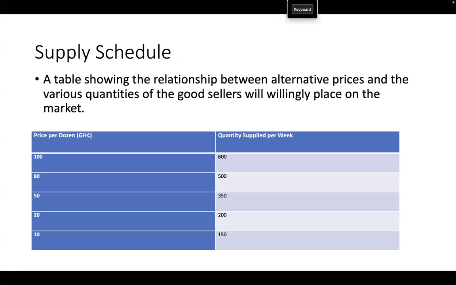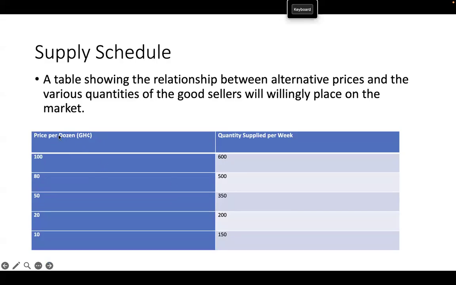So this is a hypothetical firm. When the price was 1,000 Ghana cedis, he offered 600 for sale in the market. When the price fell to 80, he offered 500 units to the market. When the price fell to 50, he offered 350.